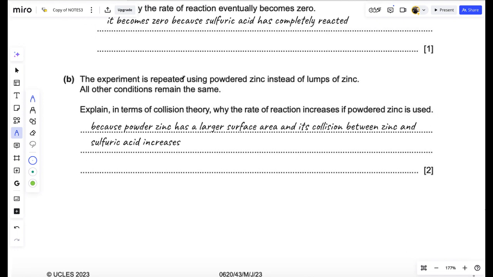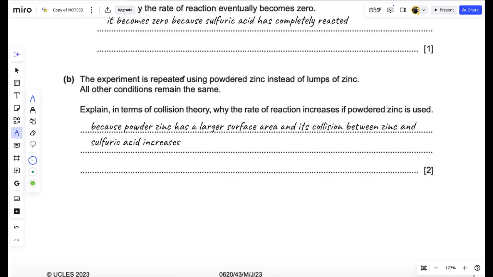Now the next one is that the experiment is repeated using powder zinc instead of lumps of zinc. In this case, the rate of reaction will be faster. All other conditions remain the same. Explain in terms of collision theory why the rate of reaction increases if the powder zinc is used.